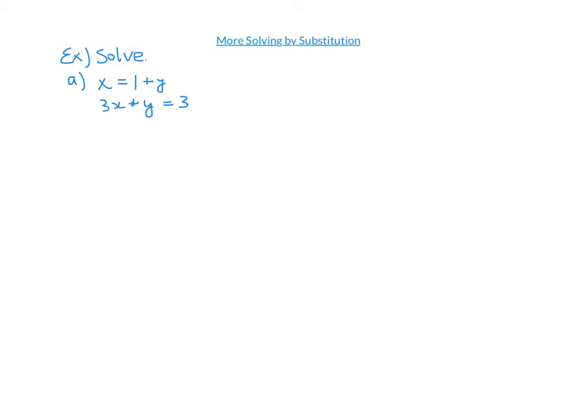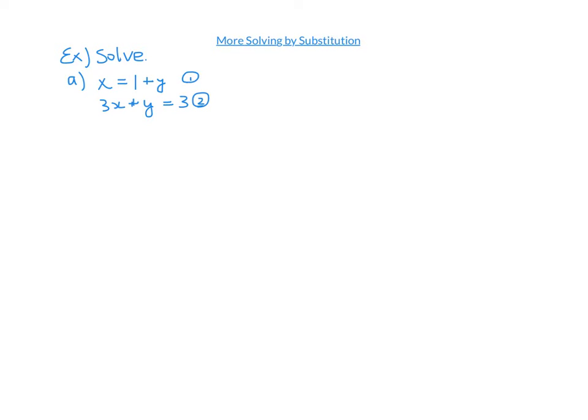We're going to work further here on how to solve systems of equations by substitution. So I have a system here of x equals 1 plus y, and my second equation is 3x plus y equals 3. You'll notice that this example is different than the previous ones because I don't have both equations as a y equals.